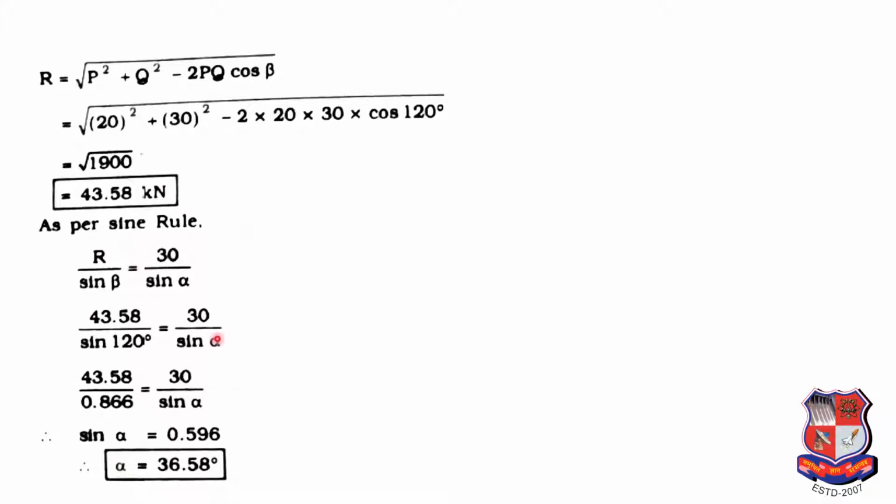So again here, as per trigonometry, as per simple mathematics, as per sine rule, R upon sine beta is equal to 30 upon sine alpha. So what is your R?